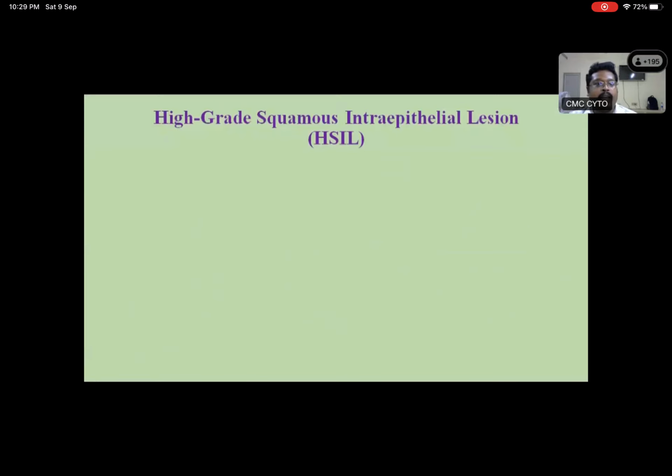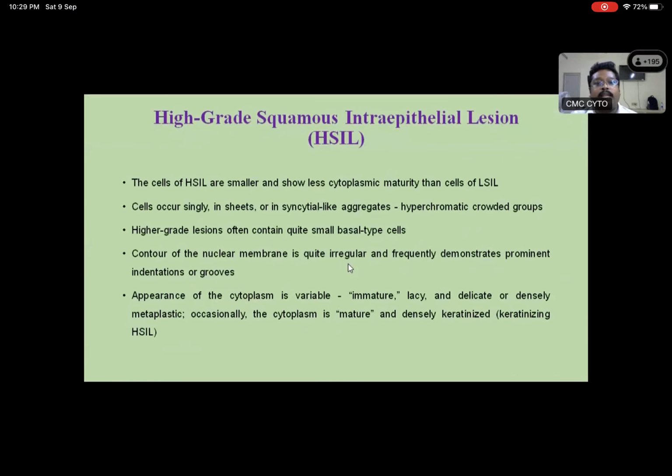So now, coming back to these clusters. This would be high-grade squamous intraepithelial lesion. So the cells of H cell are smaller, and show less cytoplasmic maturity than L cell. Why is that? My dysplasia. Yes? Can you please repeat?